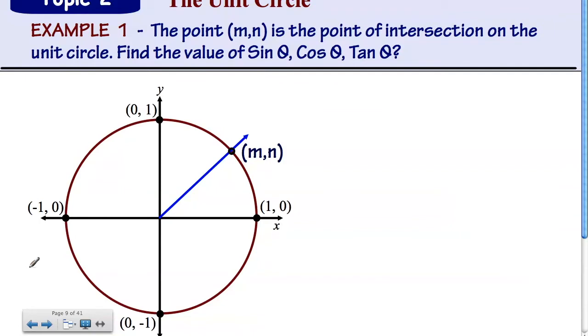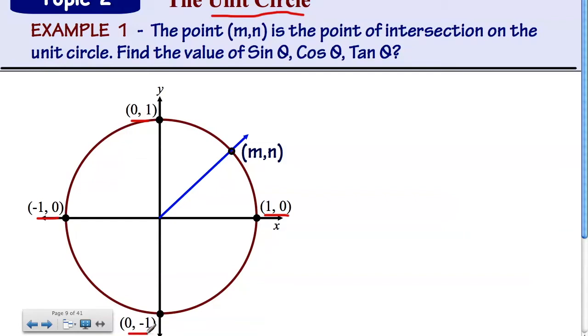Okay, the next topic, topic 2, the unit circle. Very important. Okay, the unit circle comes from, if you go over here, 1, and put a dot, which means that coordinate is 1, 0. This coordinate up here would be 0, 1. This would be negative 1, 0. And this point down here would be 0, negative 1.